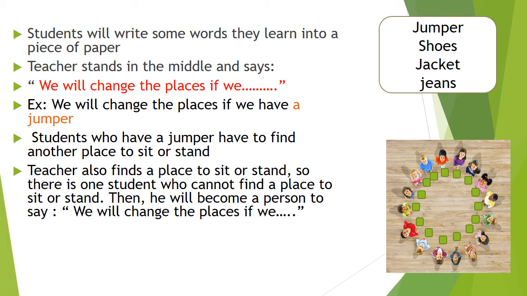And the students who have a jumper on their piece of paper will have to run quickly around the circle to find another place to sit or stand. And the teacher also finds a place to sit or stand. It means that there is one student who cannot find a place to sit or stand. Okay, the students have to be very quick to find a place to sit or stand.